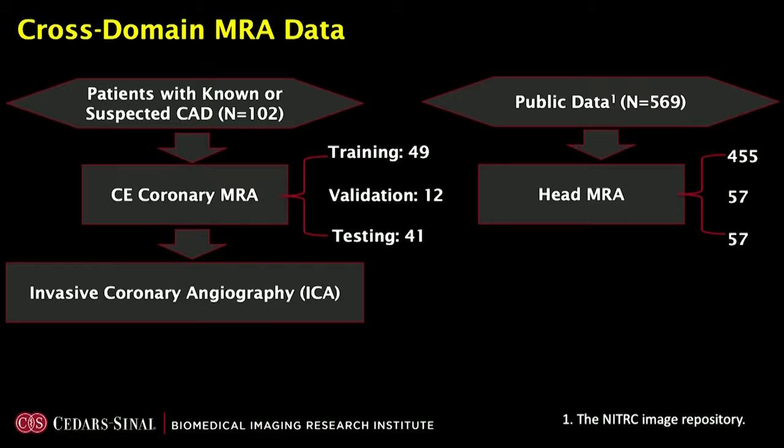So we also try to improve the size of the data by performing cross-domain MRA data training, combining both the coronary MRA and also public brain MRA data. The brain MRA mostly doesn't have any motion, and the vessels have a similar size. So by boosting the data size, this can largely avoid overfitting in the training.